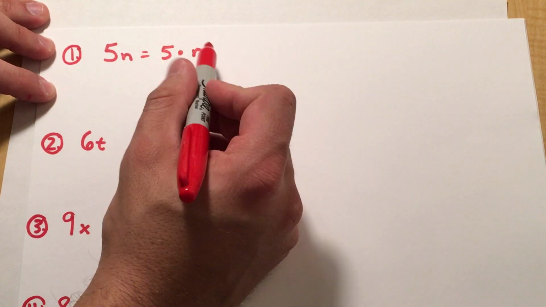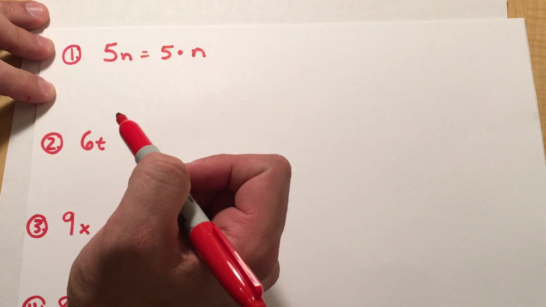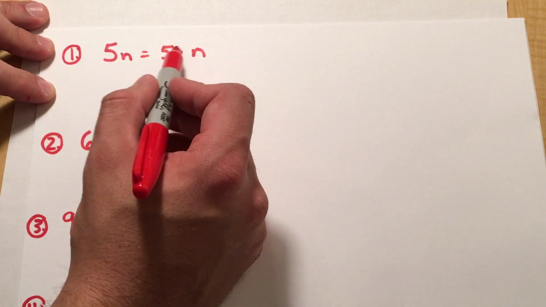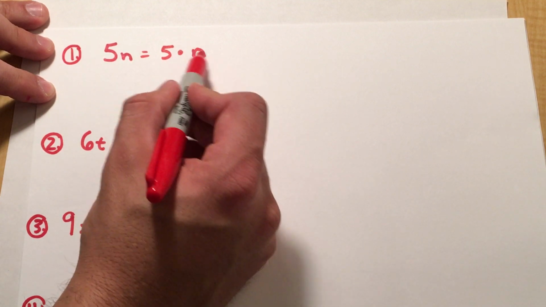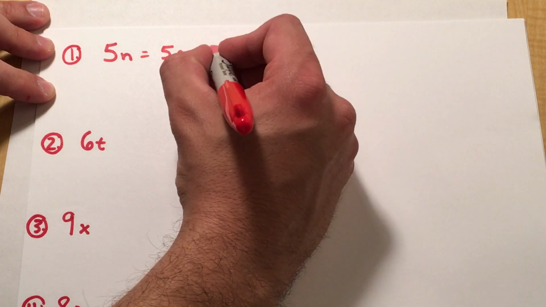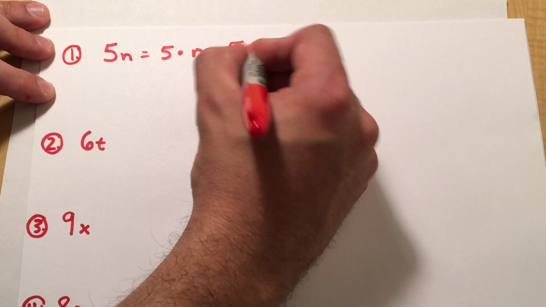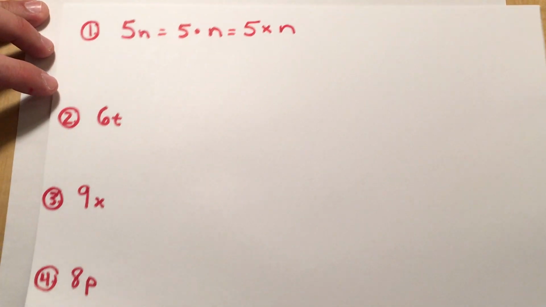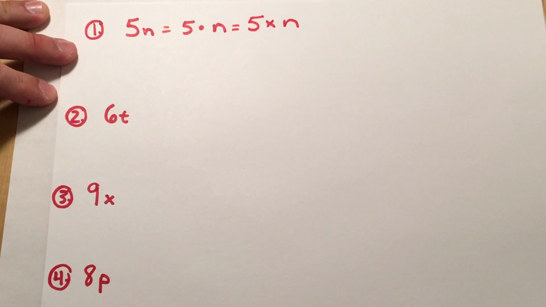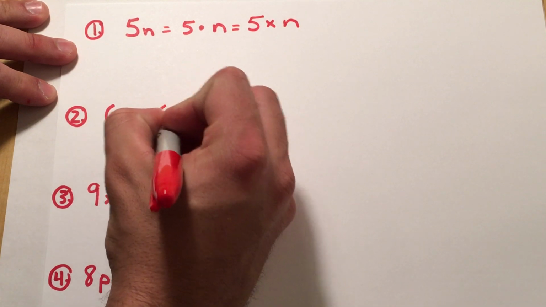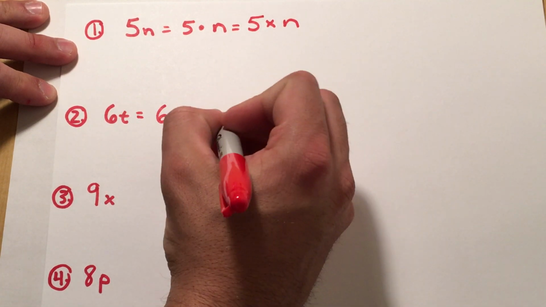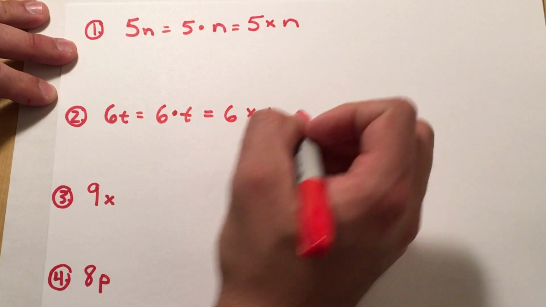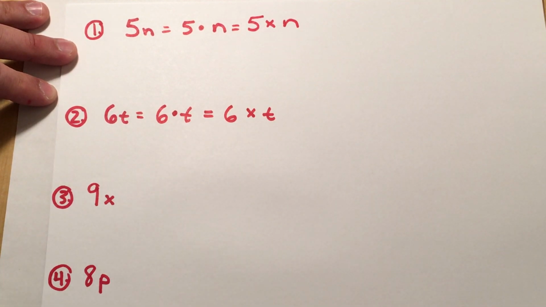And we can't solve for this because we don't know what the value of n is. But I just want us to understand, whenever you have a number next to a letter, that means you're going to multiply that number times that letter. Okay? Or you guys might feel more comfortable seeing it this way, 5 times n. Here we have 6t. Again, we have a number next to a letter, so that is the same as 6 times the letter t, or maybe you guys like the multiplication sign better, 6 times t. All these three mean the same thing.